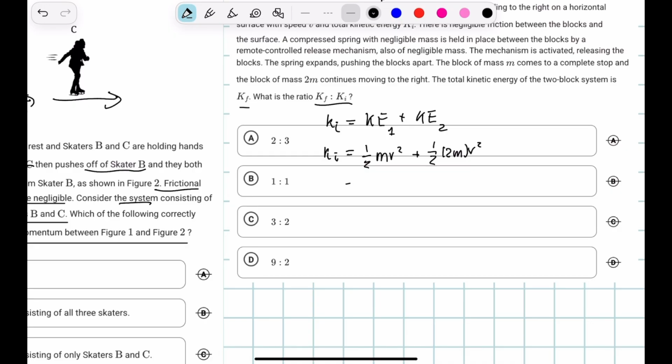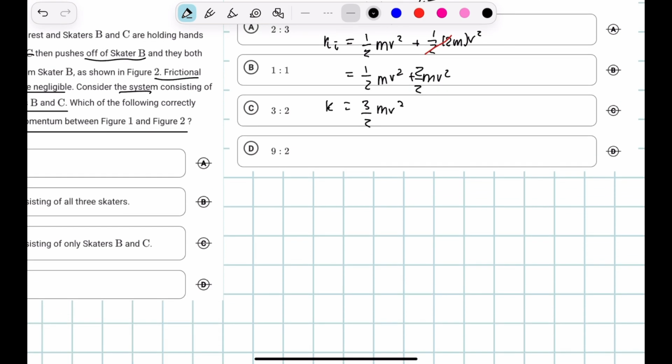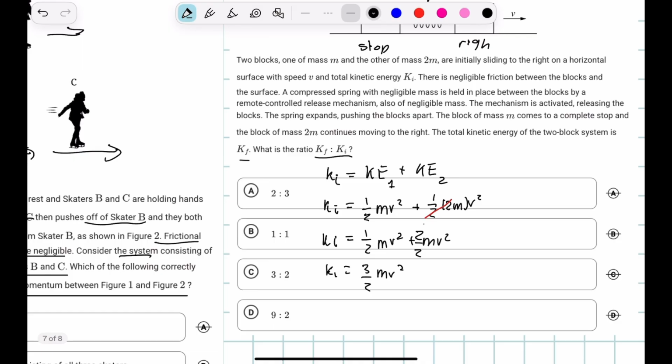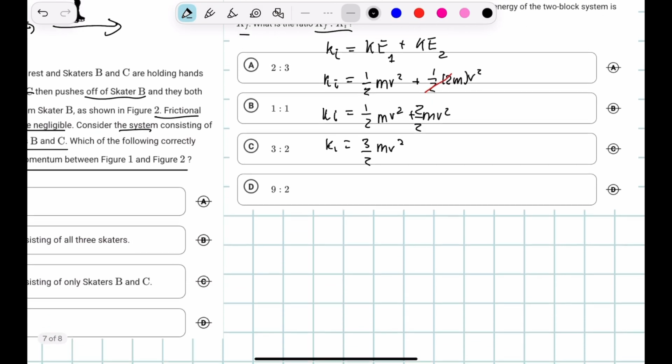So that's equal to 1/2 mv squared plus mv squared, and that's going to equal 3/2 mv squared, same thing as 3/2 mv squared. Now that's K initial. Now we can use the idea of momentum conservation. There are no external forces.